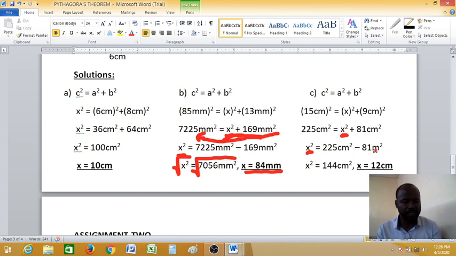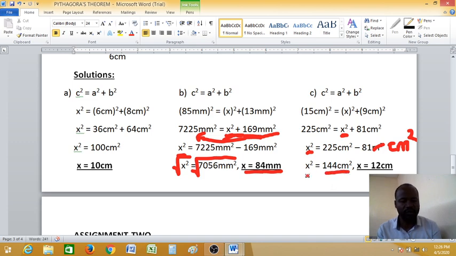Here it says meter, write centimeter. Instead of square meter, the unit is square centimeter. The unit is not meter, it's square centimeter. Okay, then I have x squared, which is equal to the difference between these two values. 225 minus 81 is 144.